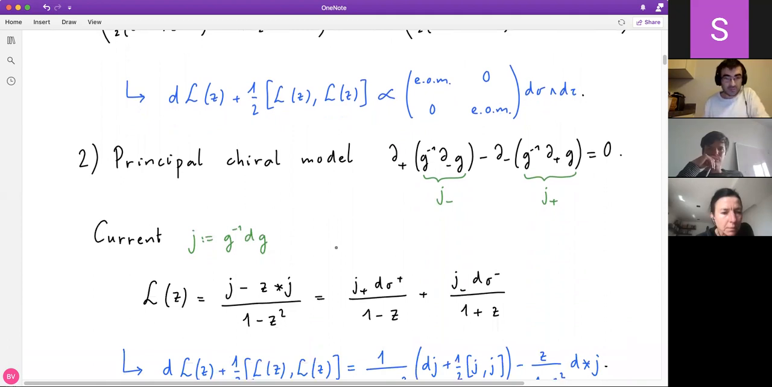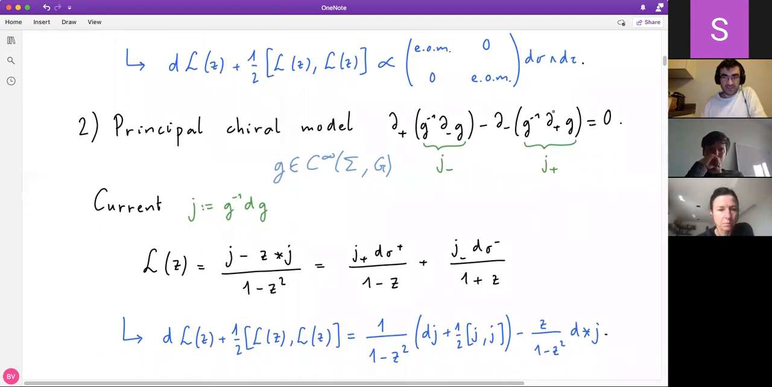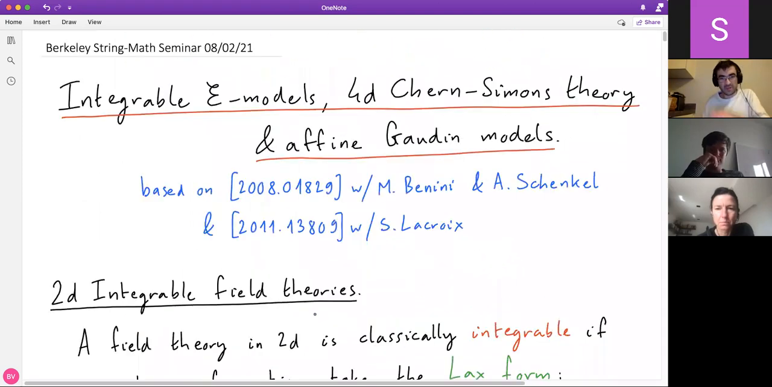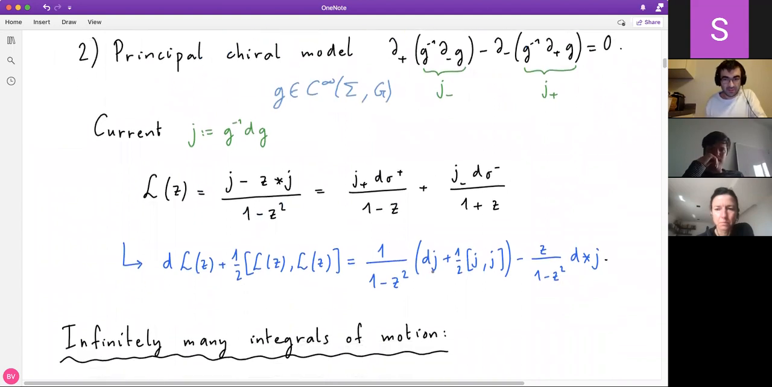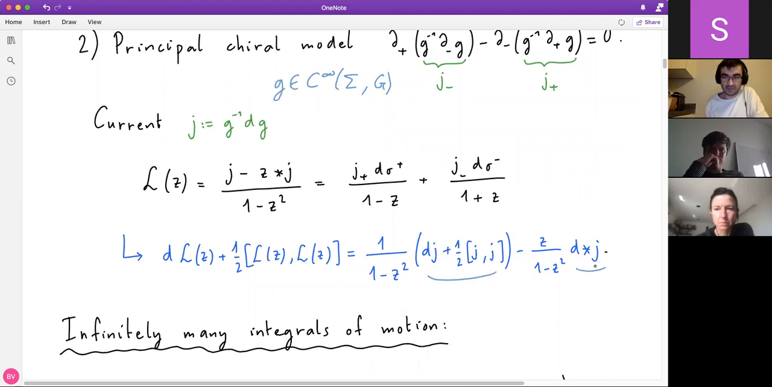Then another well-known example is the principal chiral model. This is for a group-valued field g. So g is some smooth function on some two-dimensional worldsheet valued in some group G. This is the equations of motion, where D plus and D minus mean light-cone coordinate derivatives on the worldsheet. If you introduce this current, g inverse dg, then this is telling you that the current is conserved. And this can be written in Lax form by the following expression. This expression is equivalent to the equations of motion. And moreover, having introduced this current, it's automatically flat. So in fact, if we compute the curvature of this Lax connection, we recover that this current J is flat and satisfies the conservation equation. So again the flatness of the Lax equation is equivalent to the equations of motion and of the flatness, which came for free because we introduced this current.